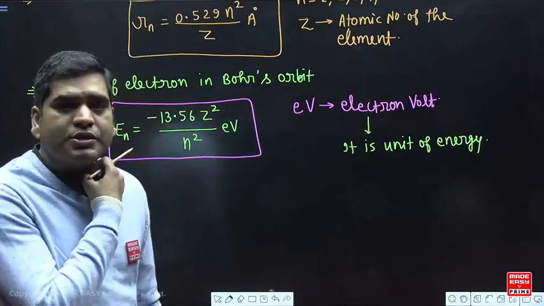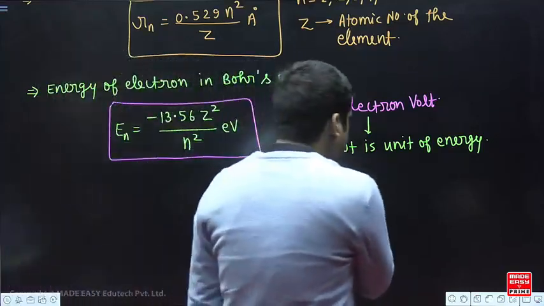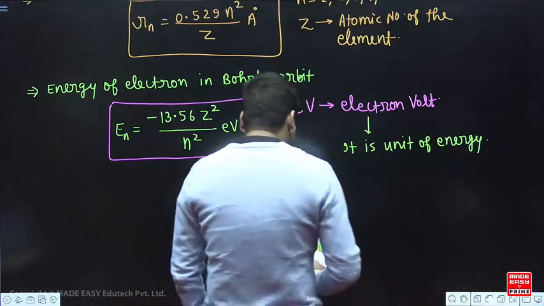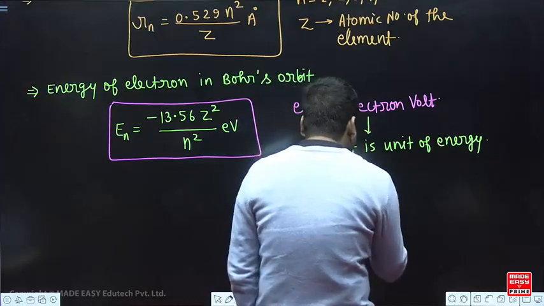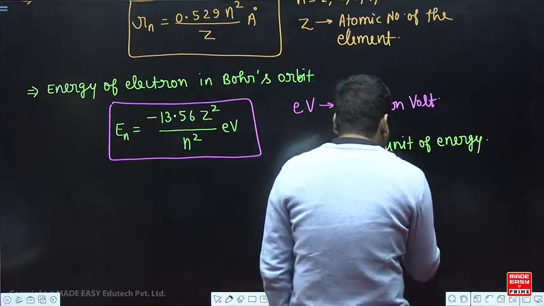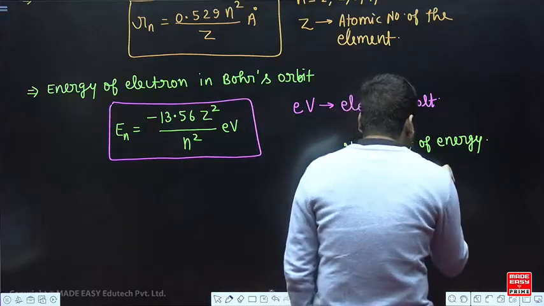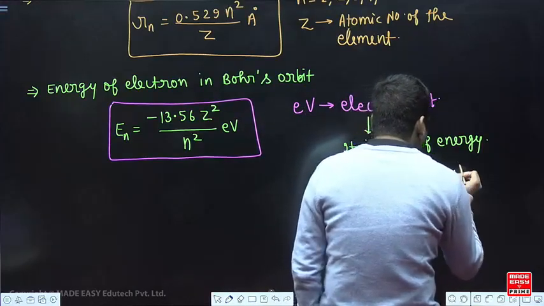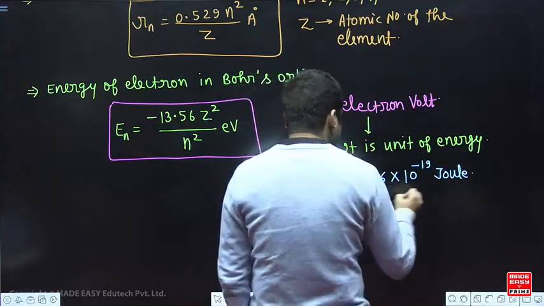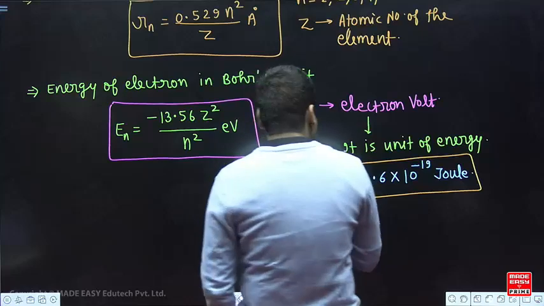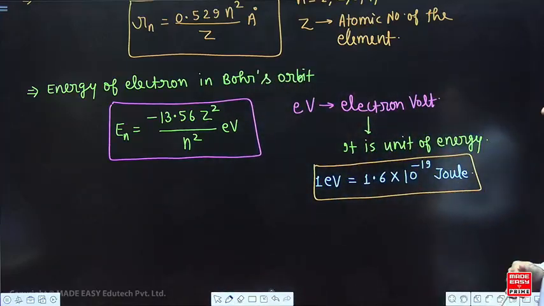So we have defined a smaller unit, and that smaller unit is known as electron volt. 1 electron volt is equal to 1.6 into 10 to the power minus 19 joule. This is the value of 1 electron volt, right?